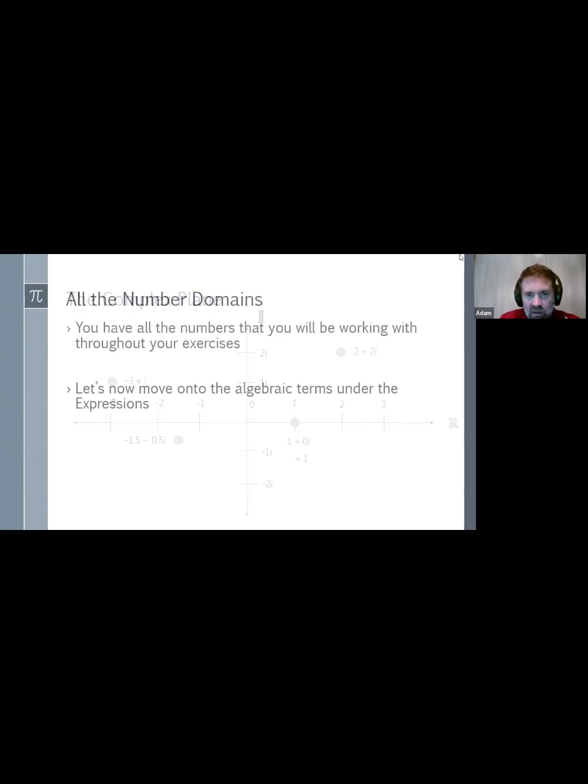So this is how you can plot all the numbers. If it's a natural number, it's just the real part plus 0i. So if it's on the real number line, the imaginary part is just 0. So all the number domains are the numbers that you will be working with throughout your exercises. Whatever domain you're in, those are the ones you're going to be focused on during that year.